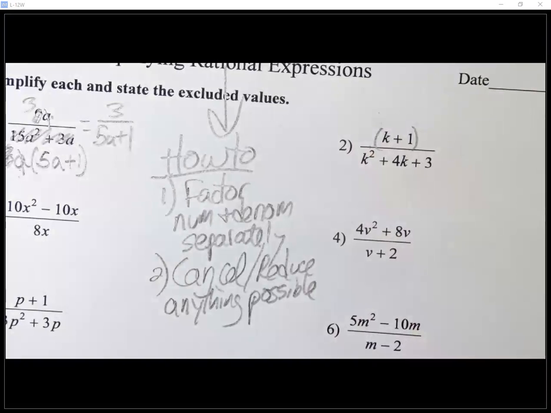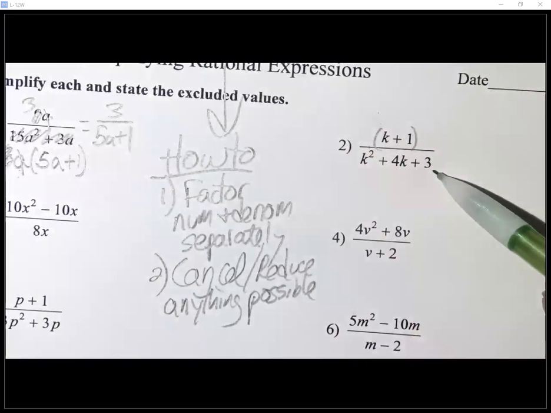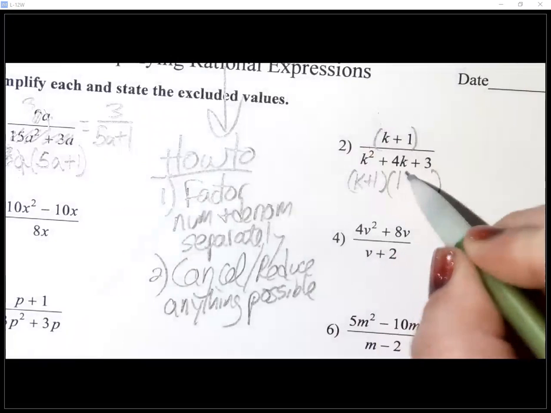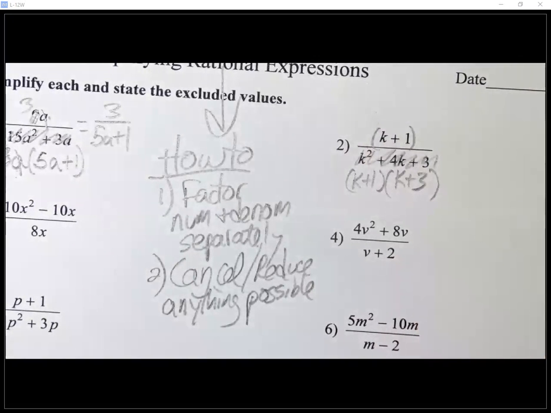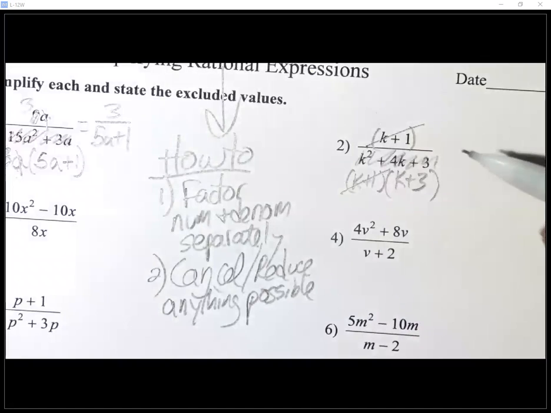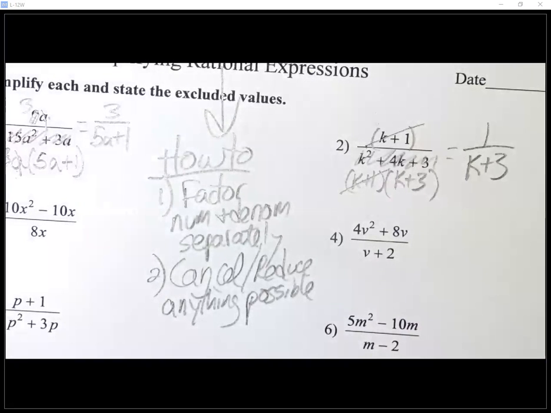Step 1 says to factor. There's nothing to factor in the numerator, but does the denominator factor? Sure, factors of 3 that add to be 4. Bless you. k plus 1 and k plus 3, aren't they? And now, oh my gosh, I do have a binomial that matches. So I can reduce the entire k plus 1 with this entire k plus 1. Bless you. So what's my answer? Is my answer just k plus 3? No! 1 over k plus 3. Because k plus 3 is in the denominator, so I need to make sure that it stays there.